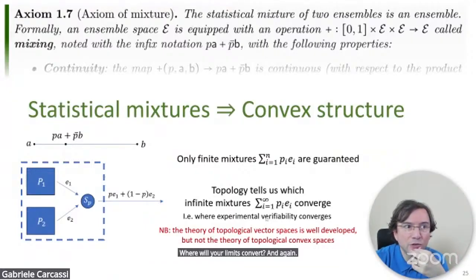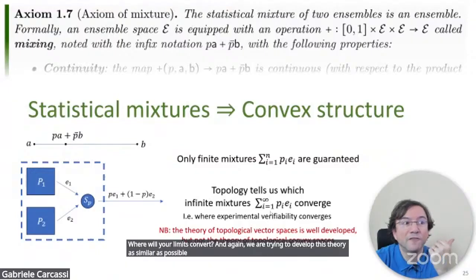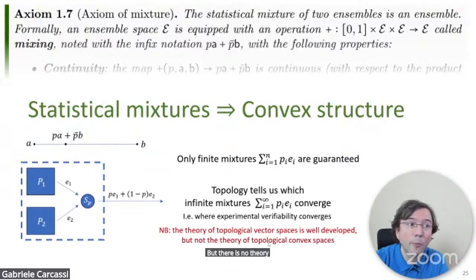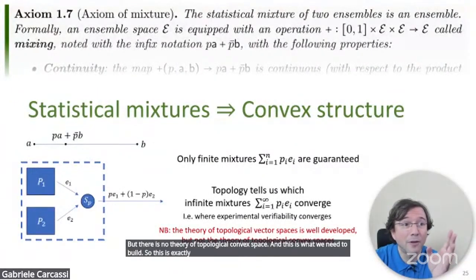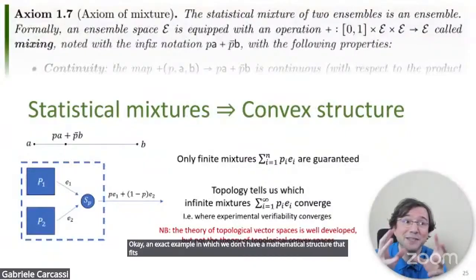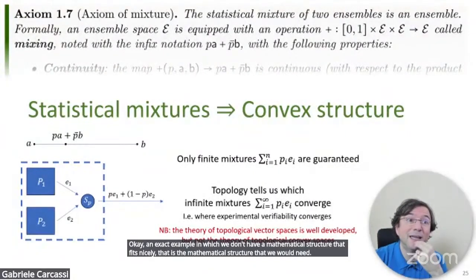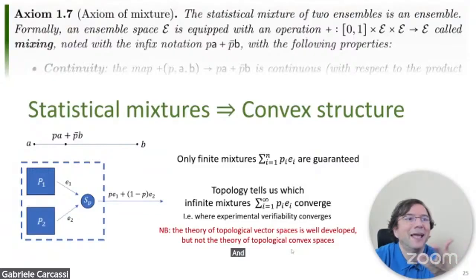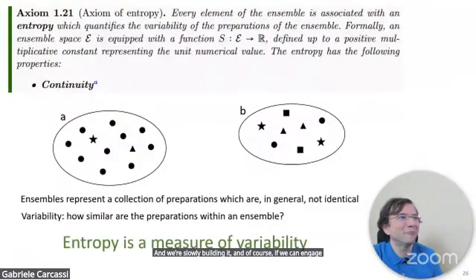And again, we are trying to develop this theory as similar as possible to topological vector space, because topological vector space is well developed, and it's what one uses to generalize analysis and do all of those things. But there is no theory of topological convex space. And this is what we need to build. So this is an exact example in which we don't have a mathematical structure that fits nicely, the structure that we would need if we started from a physically meaningful starting point. We're slowly building it. And of course, if we can engage some mathematicians to help us, it would be even better.